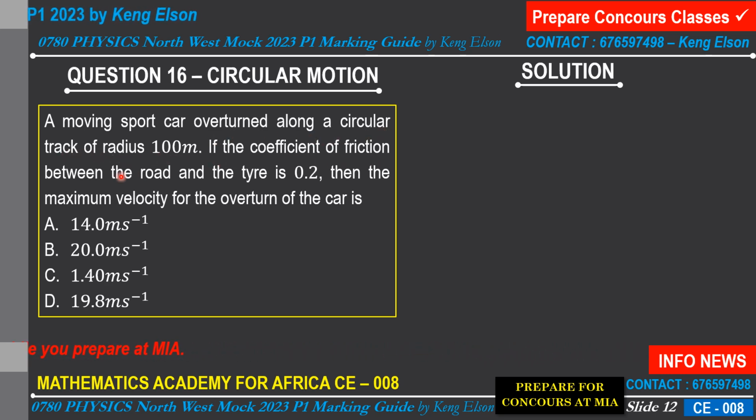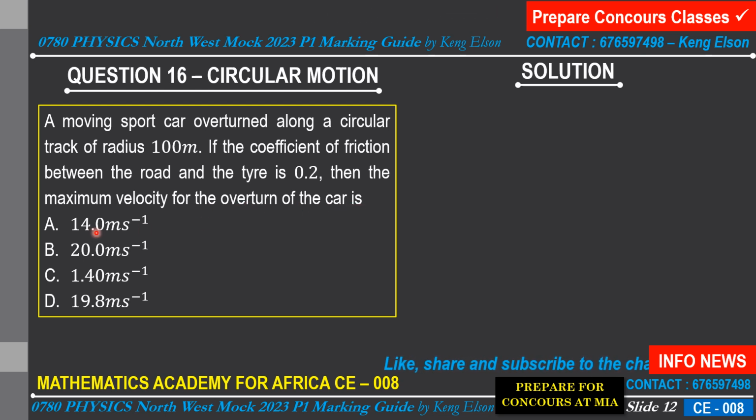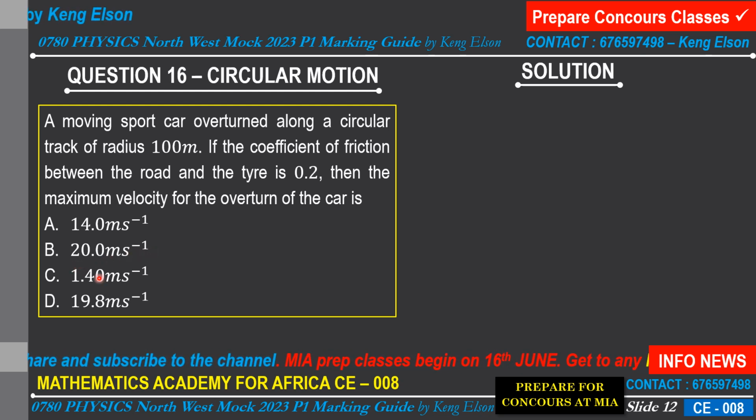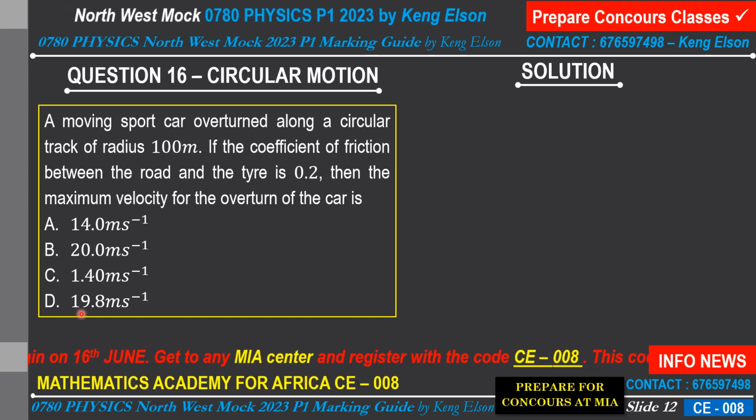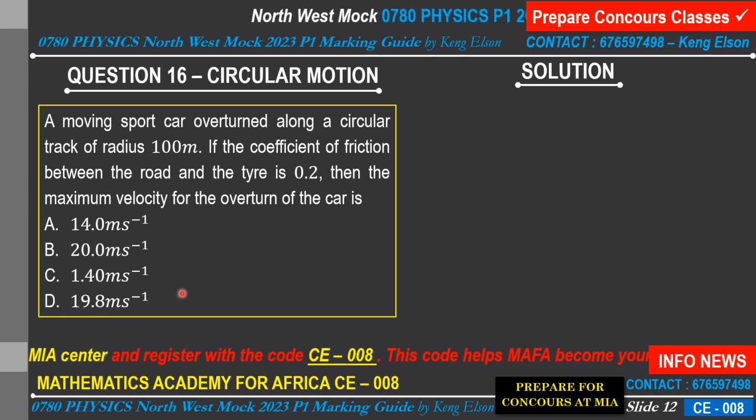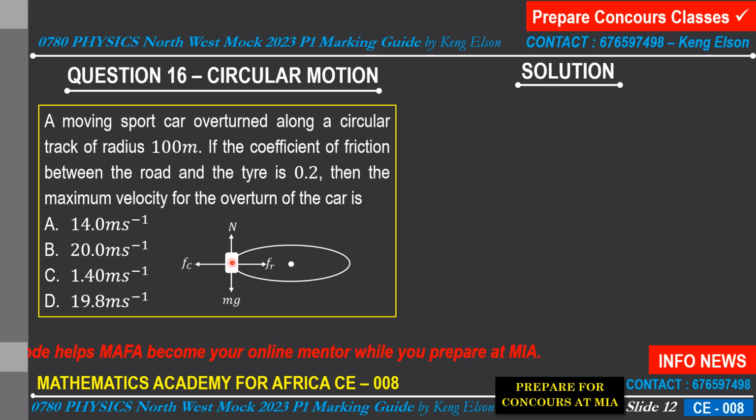If the coefficient of friction between the road and the tire is 0.2, then the maximum velocity of the overturn of the car is, we have A 14.0 meters per second, B 20.0 meters per second, C 1.40 meters per second, and D 19.8 meters per second. Okay, so I'm just going to give a little diagram where you think about a car trying to turn in a circular track.